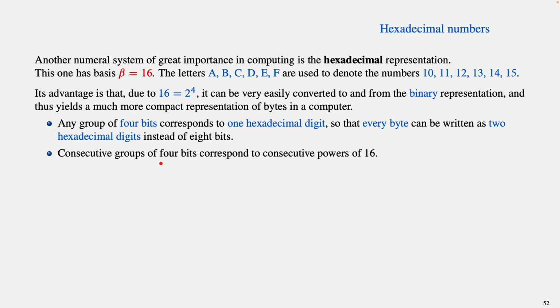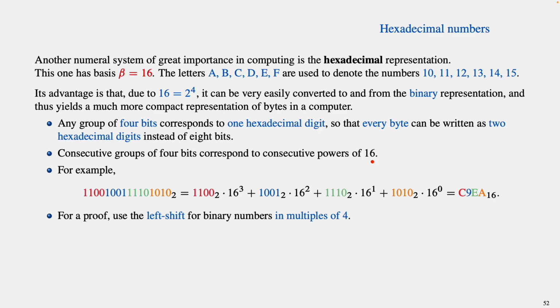And consecutive groups of 4 bits correspond to consecutive powers of 16. So here's a little example for that. This is a binary number consisting of 2 bytes or 16 bits. And I can write this more conveniently just with 4 hexadecimal digits.